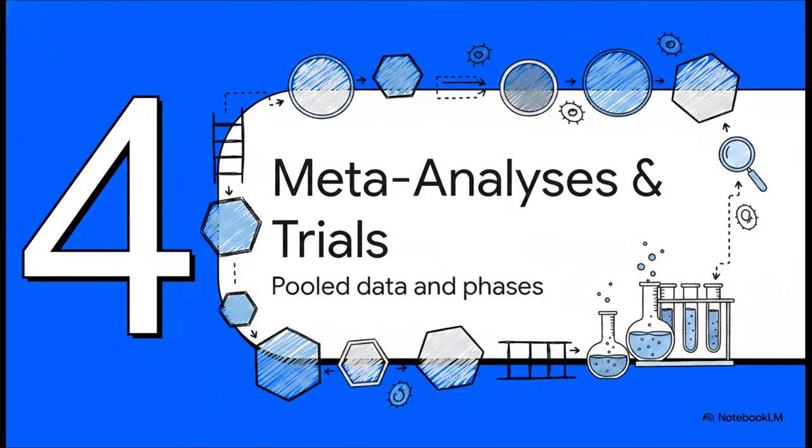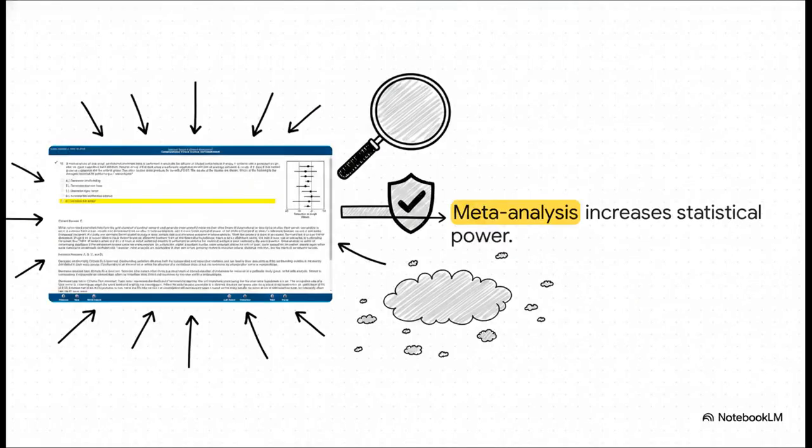Section 4, meta-analyses and trial phases, handling pooled data. Now let's talk about meta-analyses. When you see a forest plot combining, say, 9 small randomized controlled trials evaluating inhaled corticosteroids, you have to ask, why do researchers even do this?